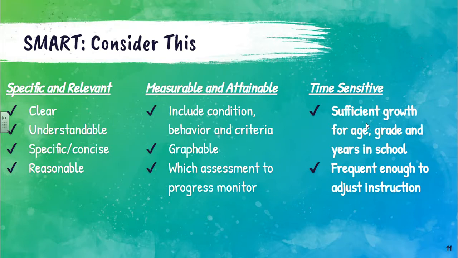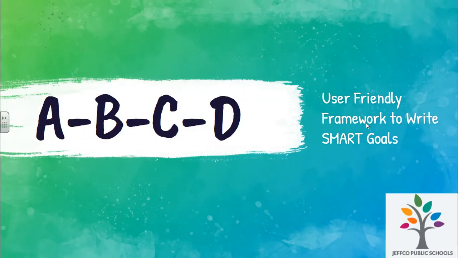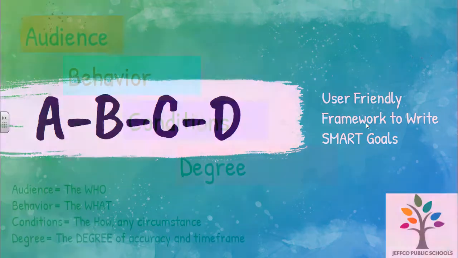Will it be examined frequently enough to make instructional decisions? And if so, what instructional decisions will we be making based on that? Are we going to continue the goal, change it, discontinue? What decisions can we make? Now let's look at something that'll help you think through those questions. The ABCD framework is a user-friendly way to write your SMART goals.